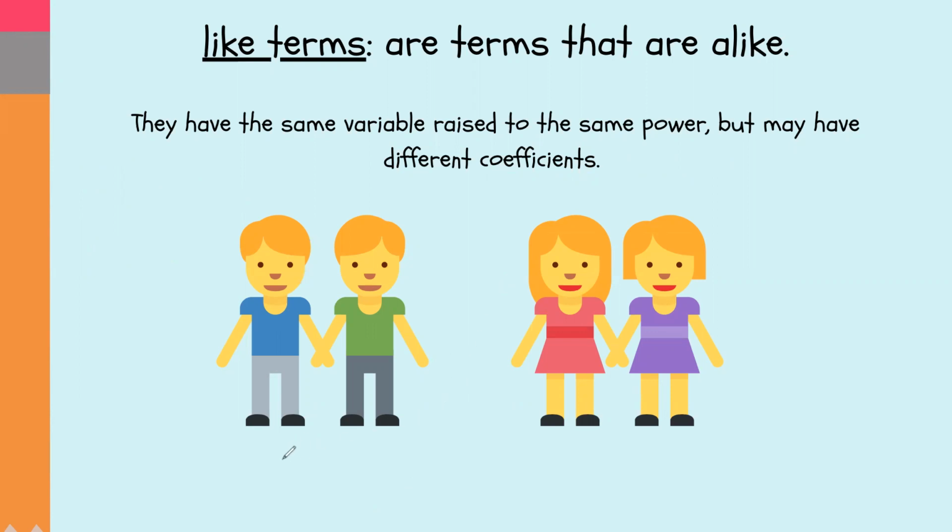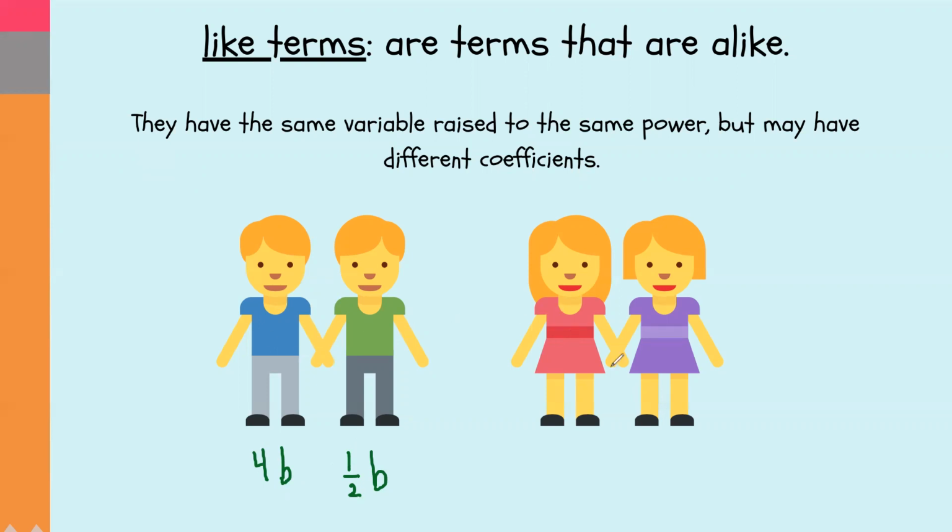So I would have something like b and b. And maybe in the front, see this one is wearing a blue shirt. This one's wearing a green shirt. So these colors of the shirt stand for the numbers or the coefficients. So maybe this one will be 4. This one could be maybe 1/2. Right, so they're still twins, they're still like terms because they have the same variable b, even though they have different numbers in the front, just like these twins are still twins, even if they wear different color clothing.